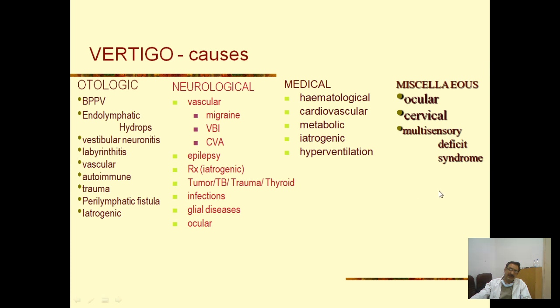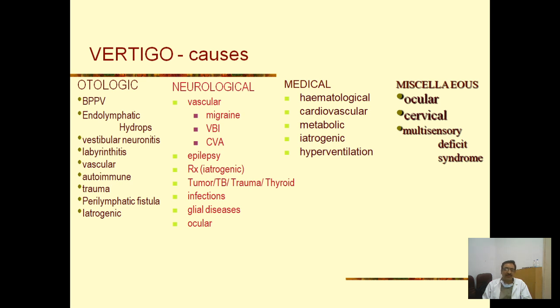There is also among the miscellaneous causes something that we call the multisensory deficit syndrome, which basically means that for our balance we need our eyes, we need our inner ear, which gives you the sense of spatial orientation, and we need our joints. And sometimes there are people as they get older who don't quite have good vision because they have cataracts or other issues with their eyes, who don't have good joint proprioception because they've got osteoarthritis, and may also have issues with inner ear aging, and so generally end up in a situation where they don't quite get the inputs that you need to balance yourself.